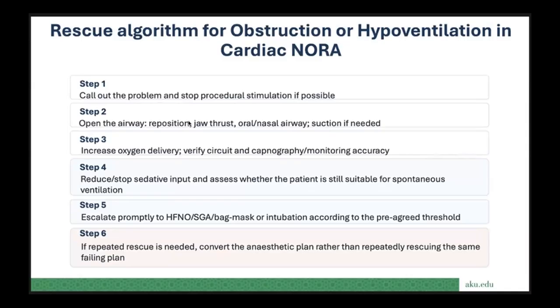Third, optimize the oxygen delivery and verify that monitoring is reliable. Fourth, assess the ventilation if needed and reduce or stop the sedative administration. Fifth, escalate early to a supraglottic airway or tracheal intubation when repeated rescue is required, if the ventilation is inadequate, or aspiration is suspected, or if the access is becoming impossible. Delay is usually more dangerous than the escalation.